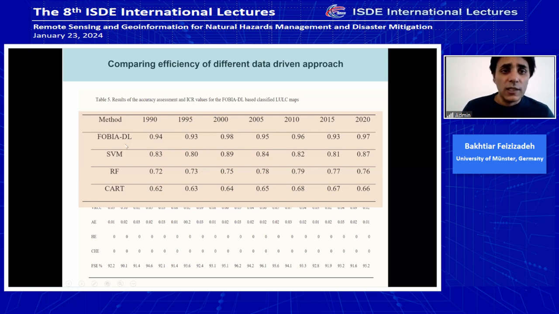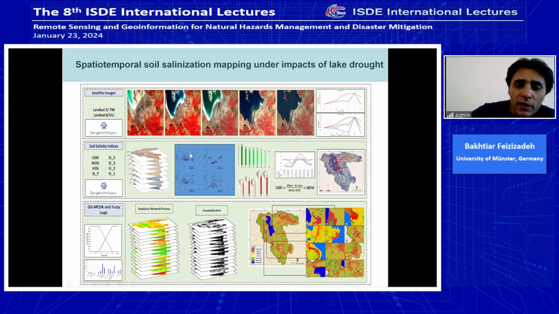Of 1990, 1995, 2000, 2005, 2010, 2015, and 2020. It actually says that the integration of fuzzy OBIA and also deep learning could be considered a very effective approach for land use land cover mapping, as an intermediate calculation from this research so far. So after land use land cover mapping, we could also apply different spectral indices and spectral context for soil degradation and soil salinization mapping.